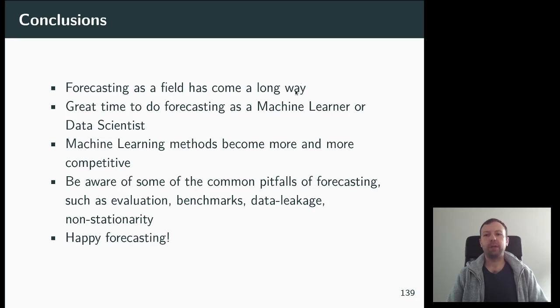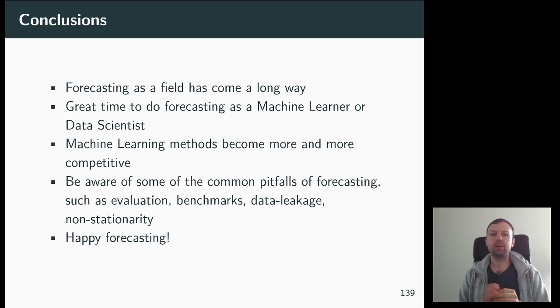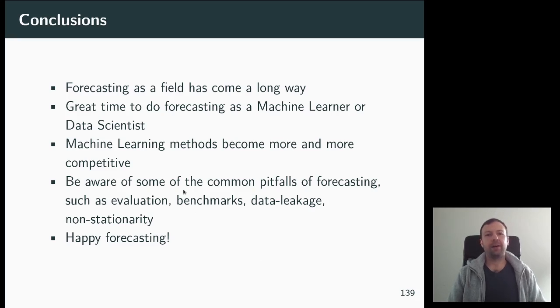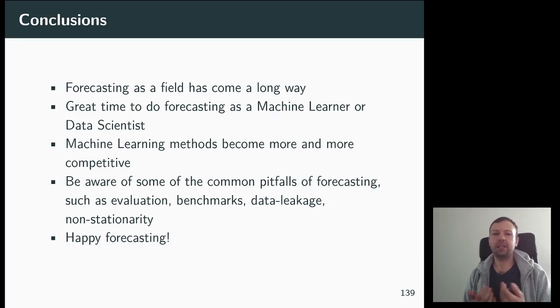So now I'm nearly at the end of the presentation. I think it's time for some conclusions. Just as an overall summary, forecasting as a field has come a really long way. It's a great time to do forecasting as a machine learner or data scientist. Machine learning methods become more and more competitive. We have a lot of really good answers for problems in this space. But also be aware of some of the common pitfalls in forecasting. And I hope I could clarify some of these things so that fewer people fall into these traps around evaluation, benchmarking, data leakage, different types of non-stationarity and how to deal with them.